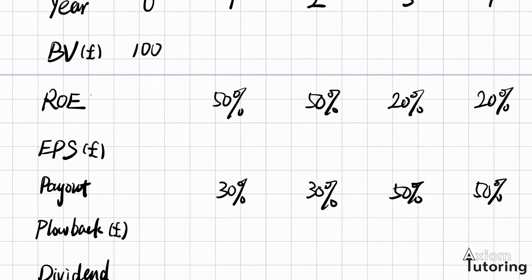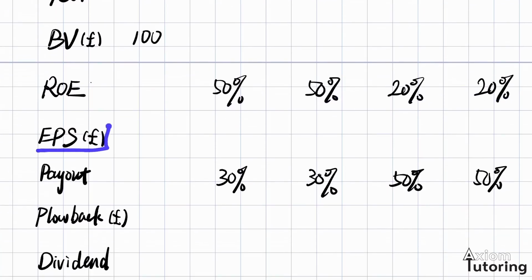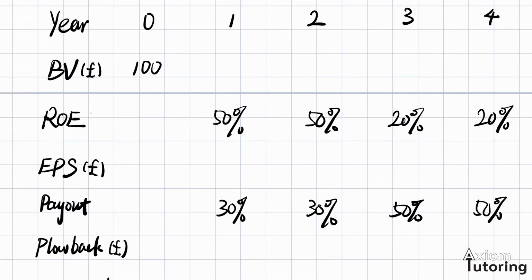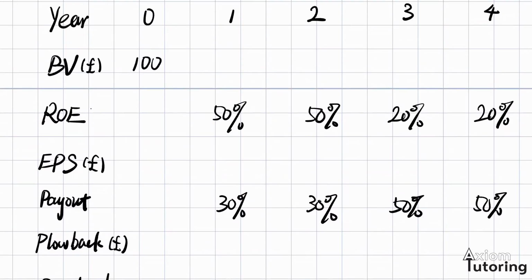What we need here is the EPS, or the earnings. From the return on equity, we would calculate the EPS per share. So let's first do the EPS here. For the first year, the EPS is going to be 100 times 50%, which is 50.